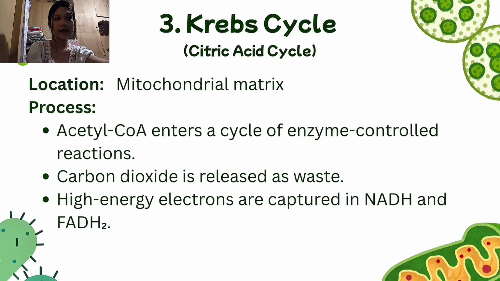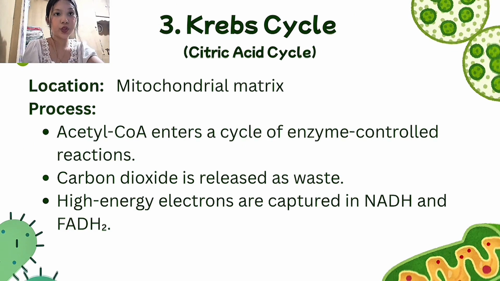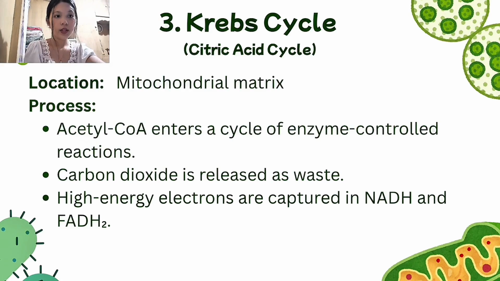So next is the Krebs cycle, or citric acid cycle, and it is also located in the mitochondrial matrix. Here, each acetyl-CoA enters a series of enzyme-controlled reactions. During the cycle, carbon dioxide is released as waste, and most of the energy is captured in the form of electron carriers.